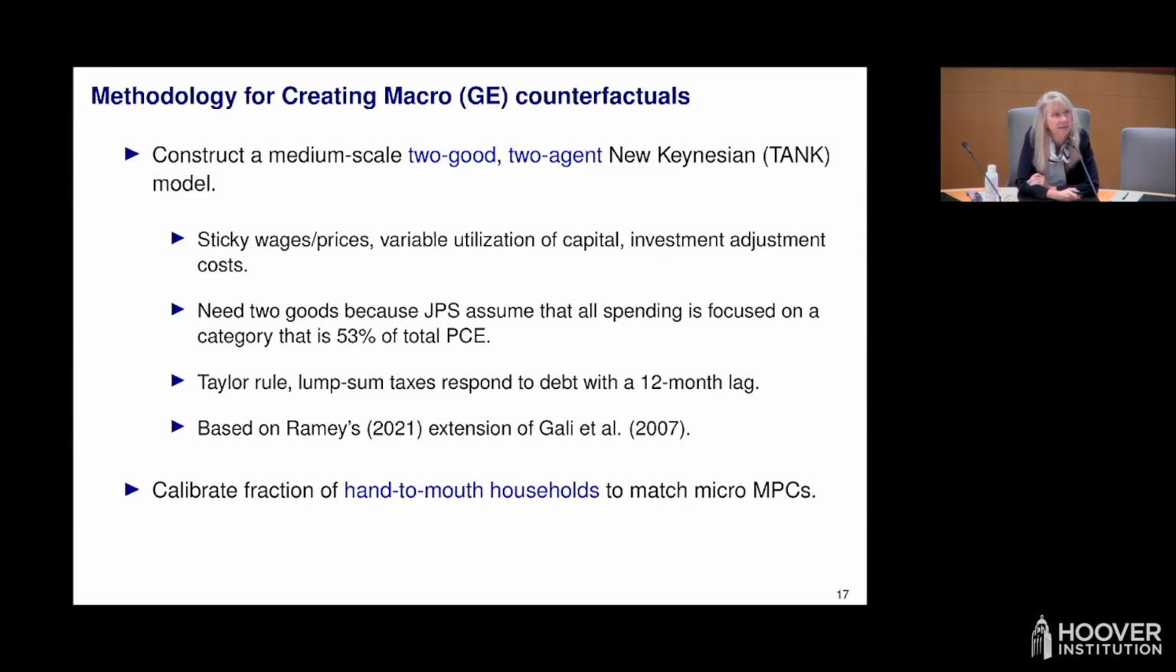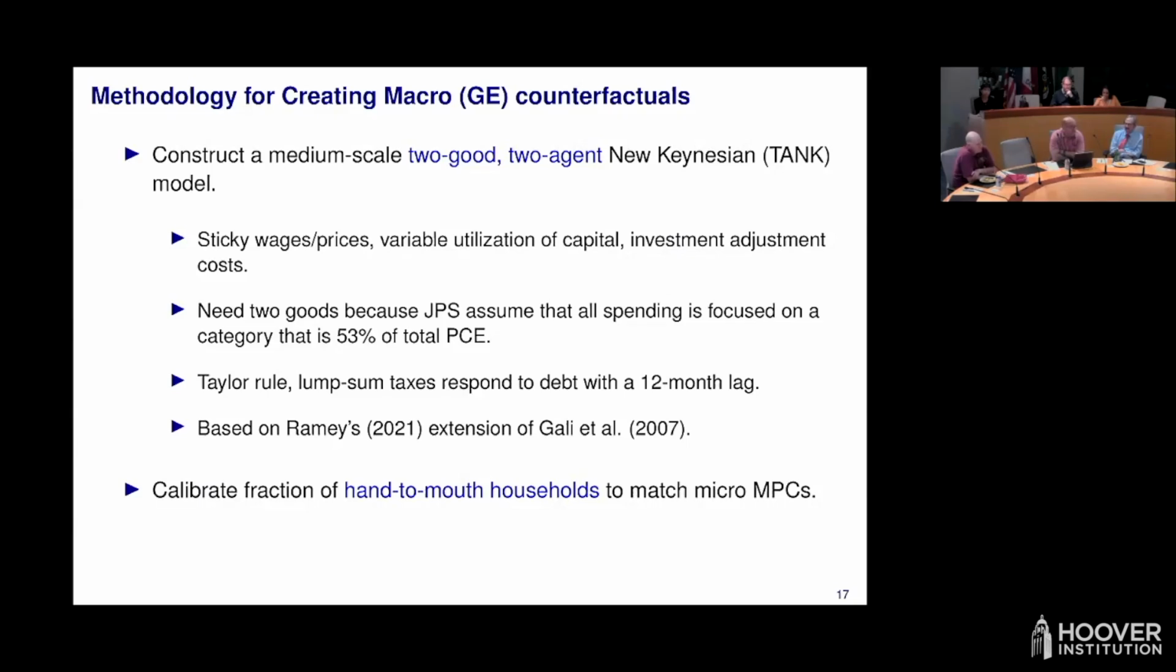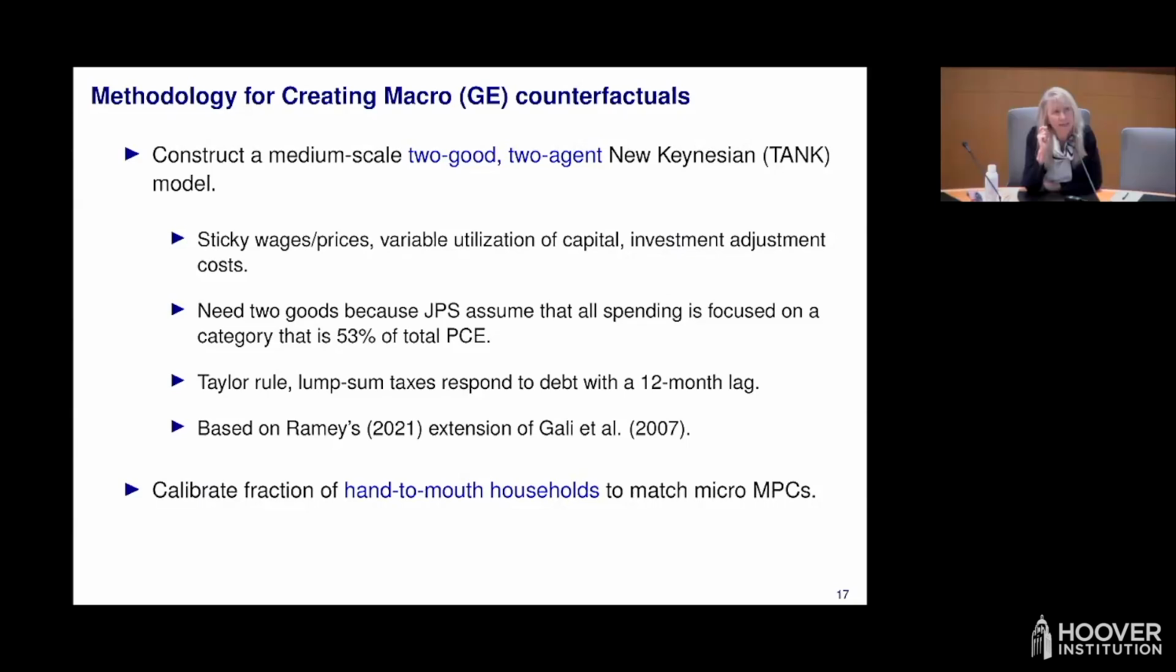Is the second good a durable good? No, in our 2008 paper it is a durable good. In this case, it is another non-durable. And there's going to be perfect substitutability in production between the two goods, so the relative prices are going to be constant. And so it just makes sure that we're scaling things properly.